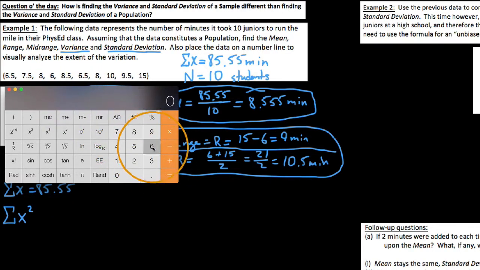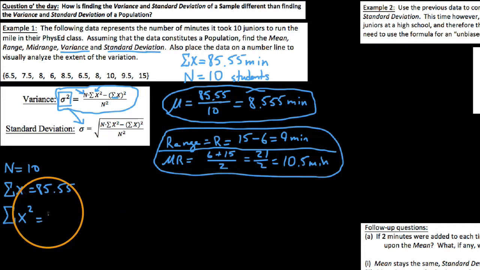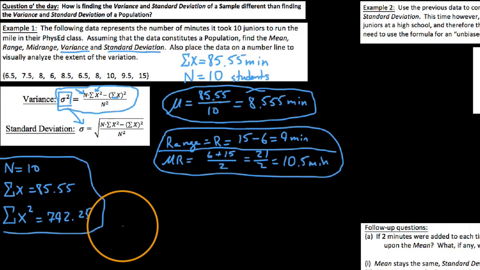I'll clear all this out, but we'll just say 6.5 squared plus 7.5 squared plus 8 squared plus 6 squared plus 8.5 squared plus 6.5 squared plus 8 squared plus 10 squared plus 9.5, that number squared, plus 15 squared. I'm going to hit equals here, and we get this really big number, 792.25.